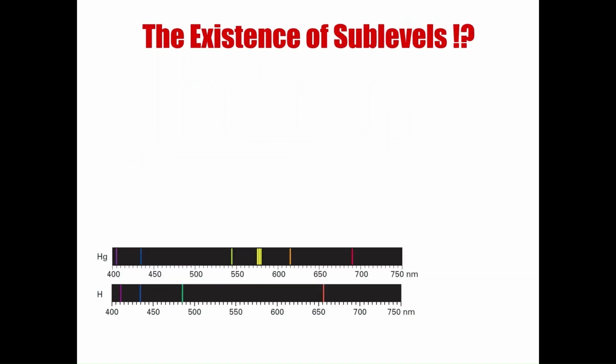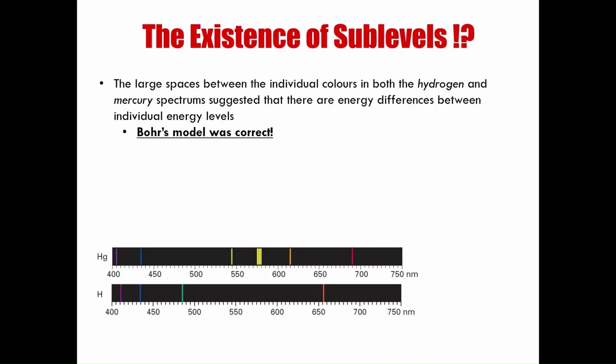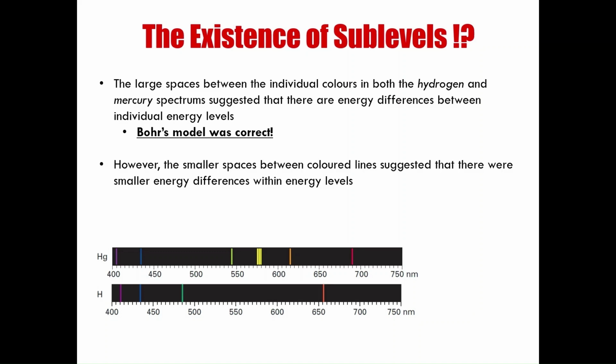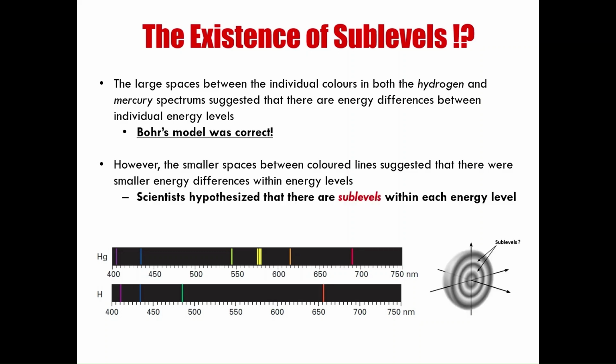The existence of sublevels. The large spaces between the individual colors in both hydrogen and mercury spectrums suggest that there are energy differences between individual energy levels. Bohr was correct. But those smaller spaces that you saw between the colored lines in mercury, those yellow clustered bands, would suggest that there's something else at play. That would suggest that you have smaller differences in the energy levels. Scientists hypothesize that there are sublevels within each energy level.